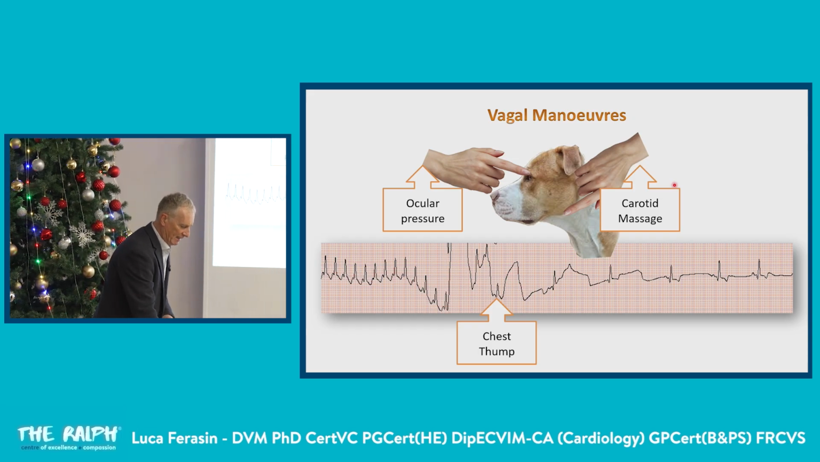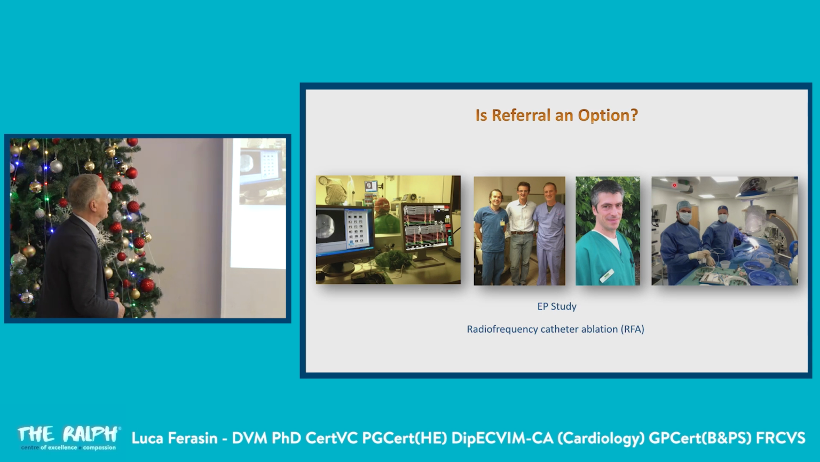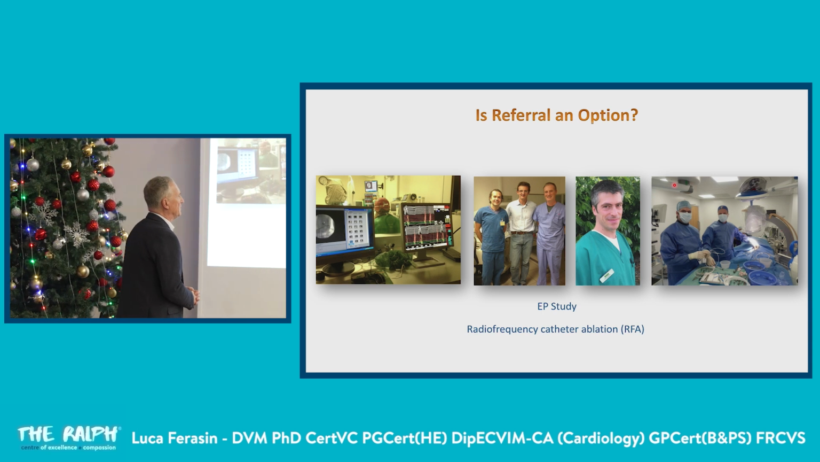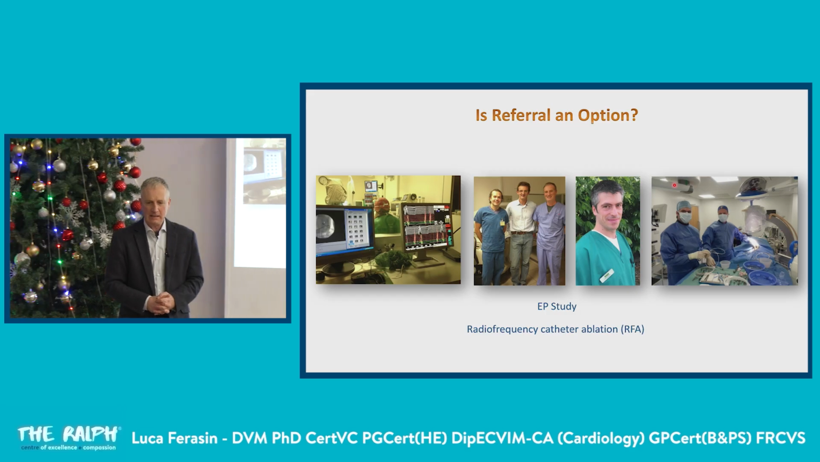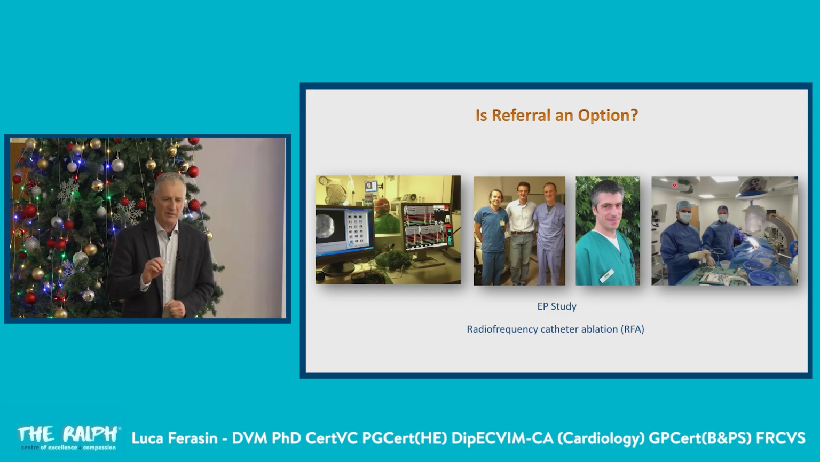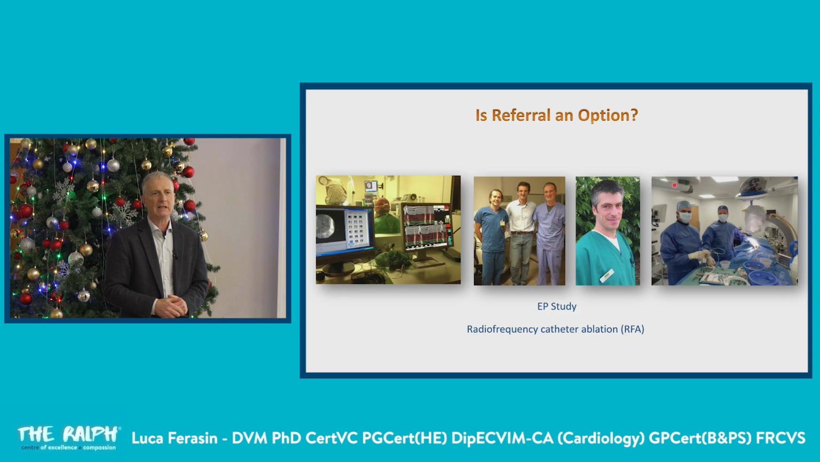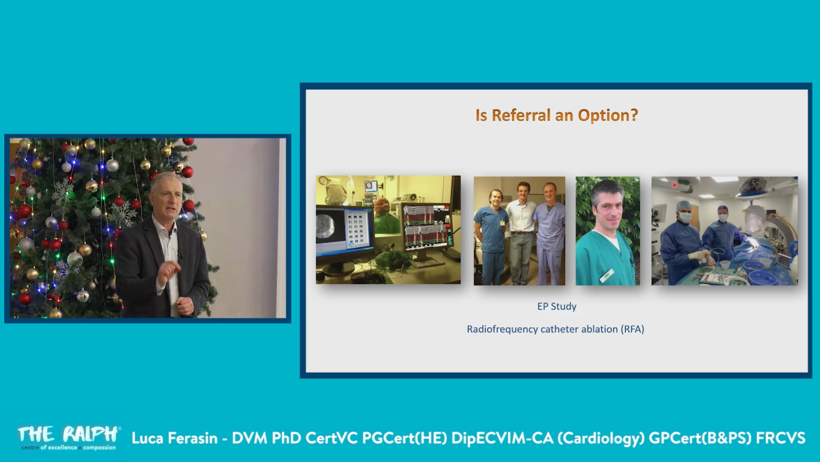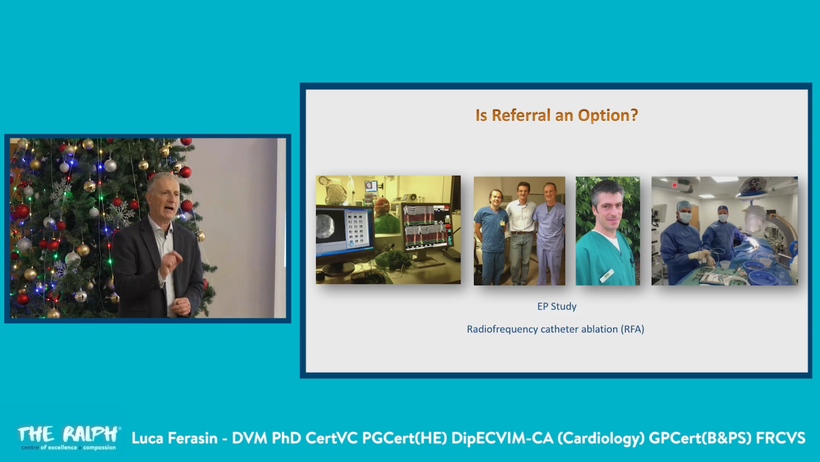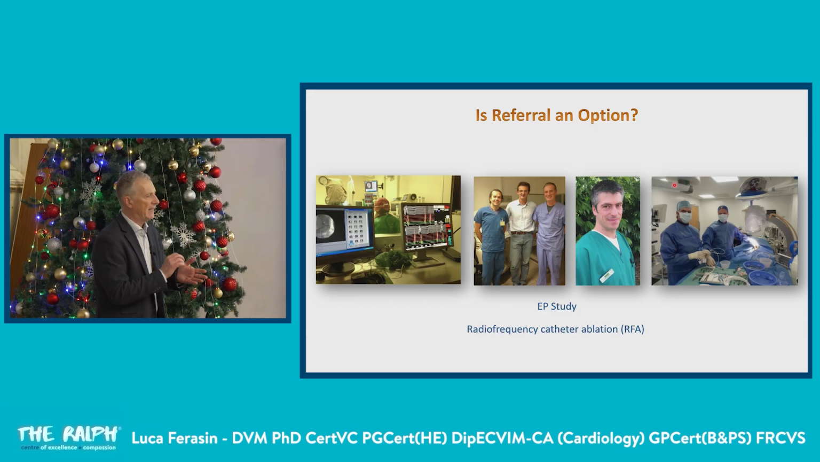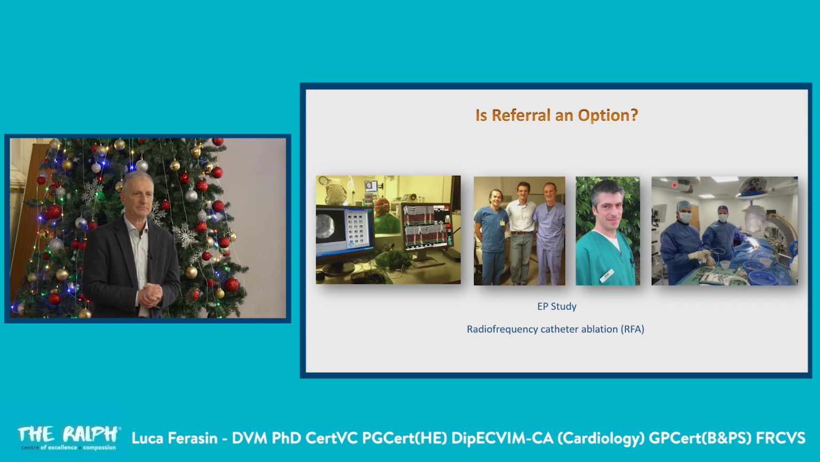So what do we do with these arrhythmias, with all these tachycardias? Well, if referral is an option, then you can consider an electrophysiological study that can provide the identification of the abnormal source of the rhythm, the focus of the arrhythmia, and that focus can be eliminated with radiofrequency ablation. So it's a high-frequency radio signal that will burn the myocardial tissue and destroy the abnormal cells.